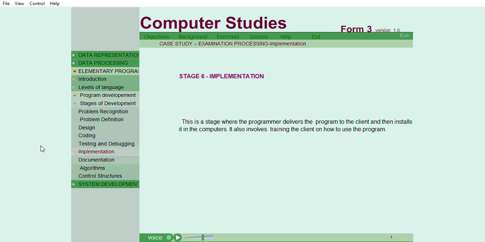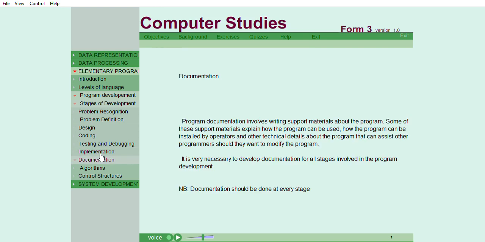Stage 6, Implementation. This is a stage where the computer programmer delivers the program to the client and then installs it in the computers. It also involves training the client on how to use the program.